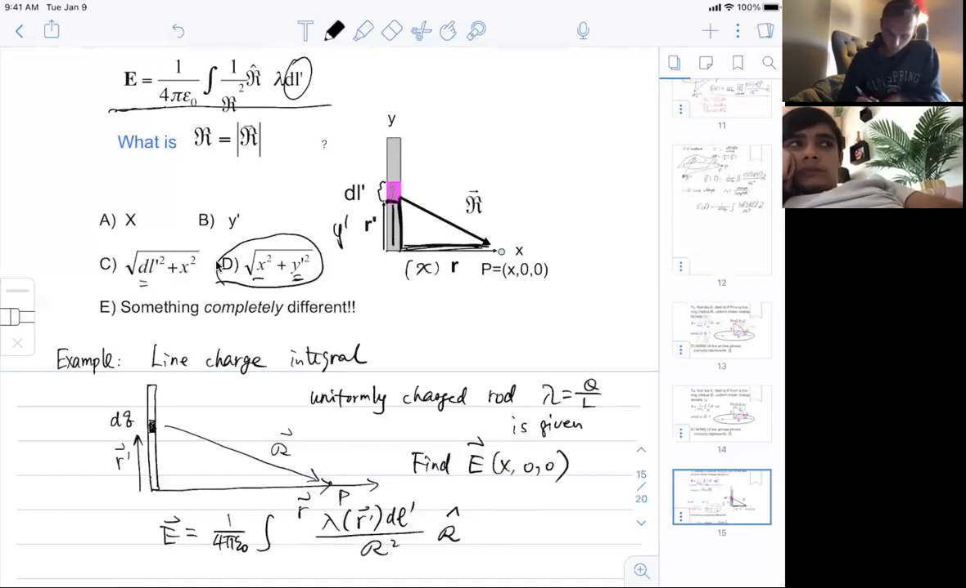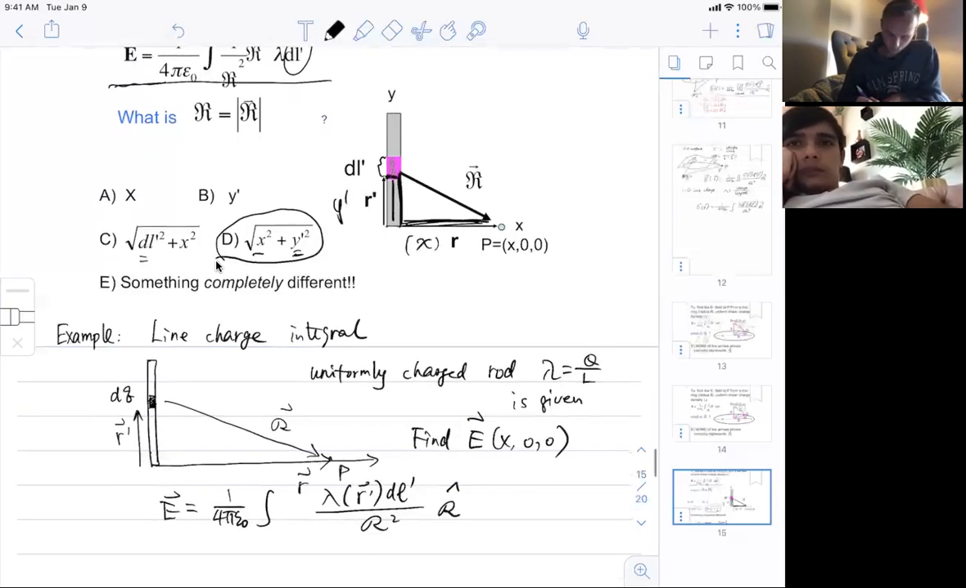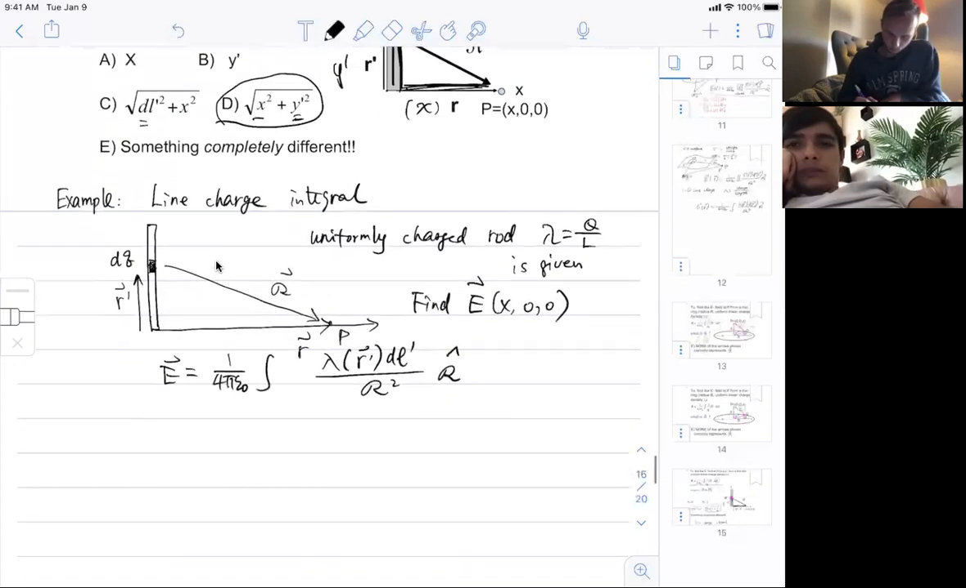So D is correct. Before I do this calculation, it's always a good idea to analyze and think about in what direction your E has to be by looking at some symmetry. Sometimes using symmetry, you can simplify your calculation, because some of the components might cancel. Of course, you can just go ahead and calculate it. That's totally fine. But I always encourage you to think about the symmetry before you do the math calculation.